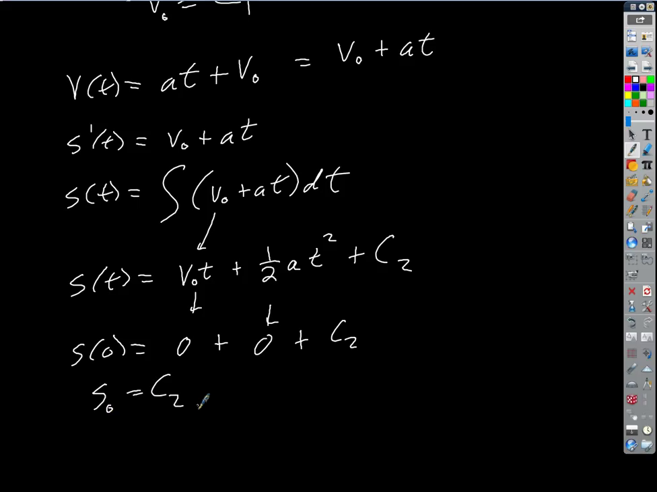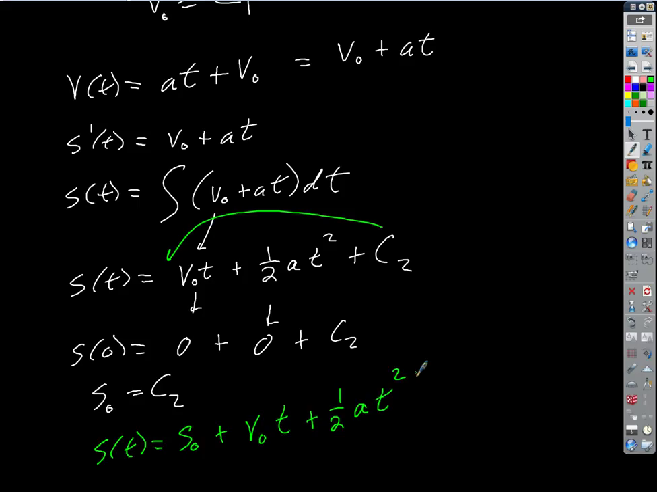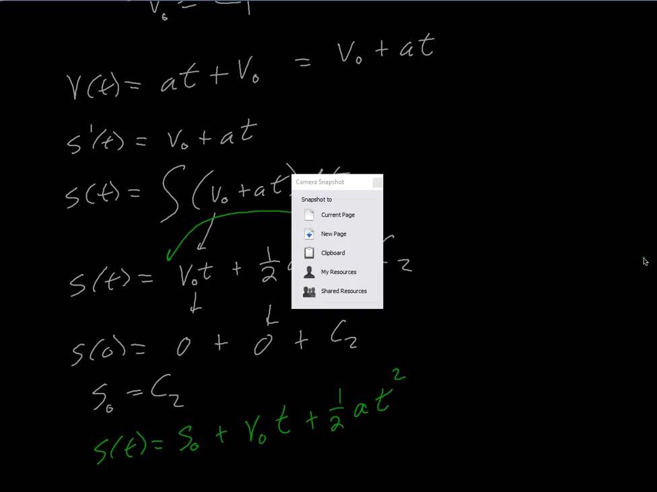And so we come up with then the equation s of t equals, I'm going to put the c2 first. Let's just move it to the front. And it's going to be initial position plus initial velocity times time plus 1/2 a t squared. That probably looks familiar, right? That's kinematics equation number 3.